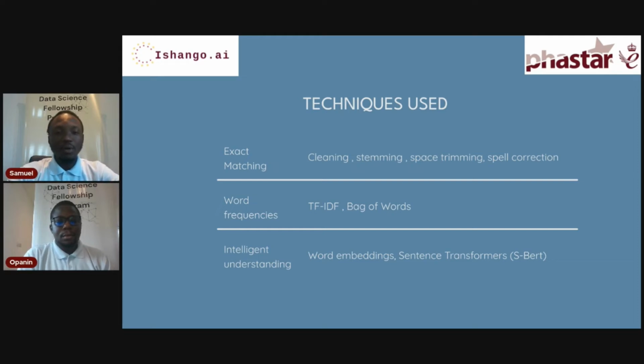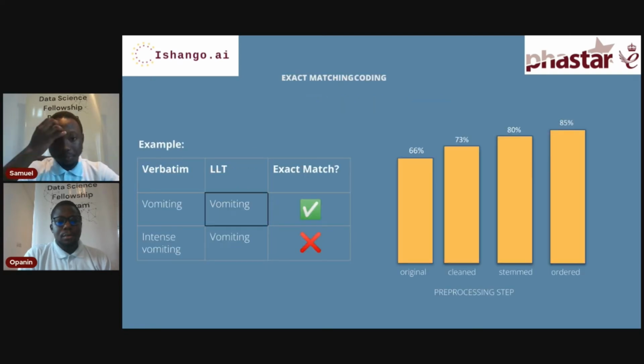And then we try a better method that tries to understand the semantic meaning of words or terms, so that we can use that to code any particular verbatim term to its corresponding LLT using the semantic meaning of terms. You can see in this example that vomiting codes directly to an LLT vomiting, but intense vomiting is unable to code to vomiting when we are using the exact matching method. Why? Because those two are not exactly the same.